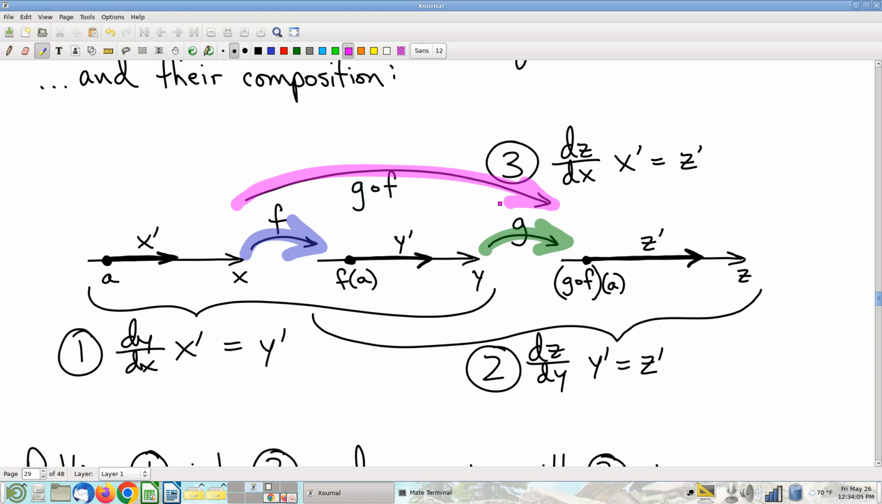So now let's think in terms of inputs and outputs to these functions. If I were to have some point over here, and it's moving with some velocity, then the output from f is going to be moving with some velocity. Of course, that's the input to g. That means that the output from g will be moving with some velocity. Now I want to talk about these three velocities here.